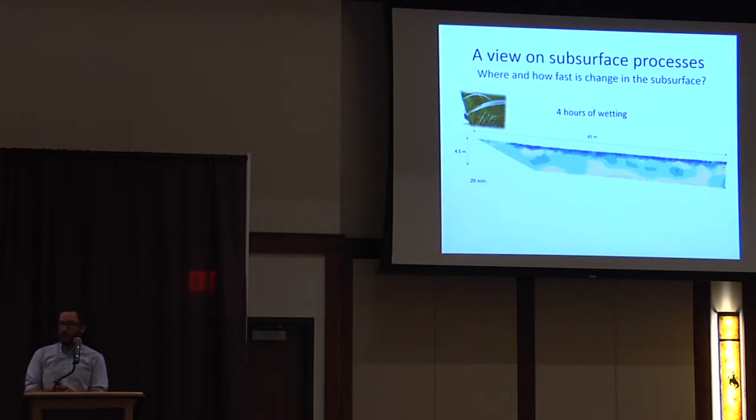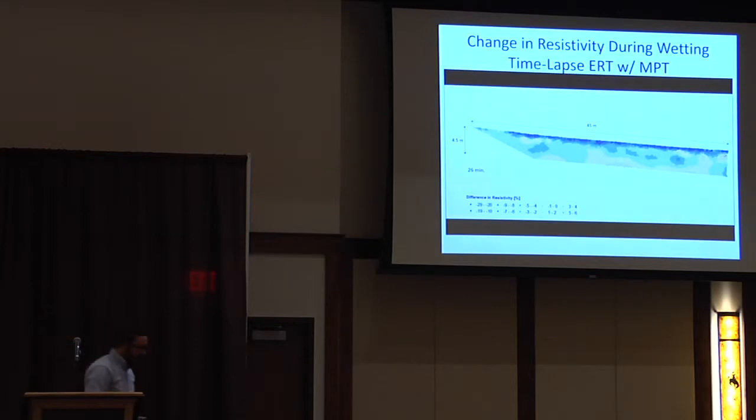So here's the video that Scott was going to show before, but I get the glory, I guess. So the idea here is that we use electrical resistivity tomography, where we inject some current in the ground and look at how that response changes as a function of saturation. And so on this slight hill slope here, we have an irrigation pipe at the very top. And what we're going to do is irrigate starting at time 0, and then watch over 4 hours how the subsurface changes.